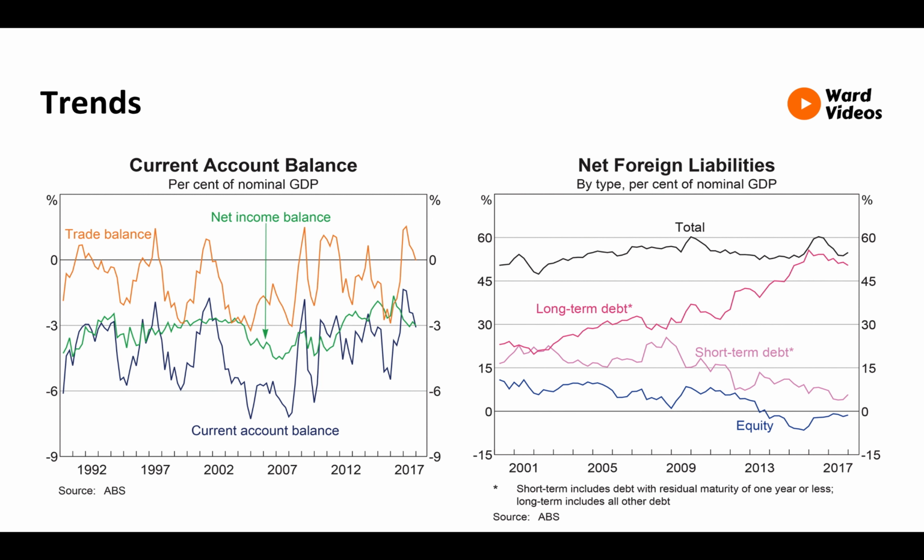While net foreign equity, i.e. giving up part ownership, has gone from 13% in 2000 to -1% in 2017. This means we Australians own more foreign equity, i.e. ownership, than foreign ownership of Australian assets. This is a good thing. Thus, most Australians' net foreign liability is from net debt and not from net foreign equity.